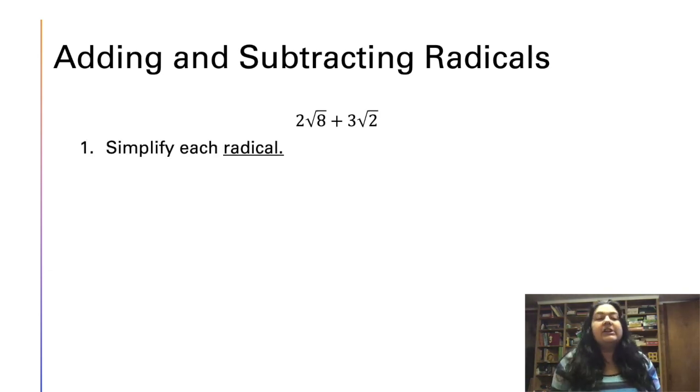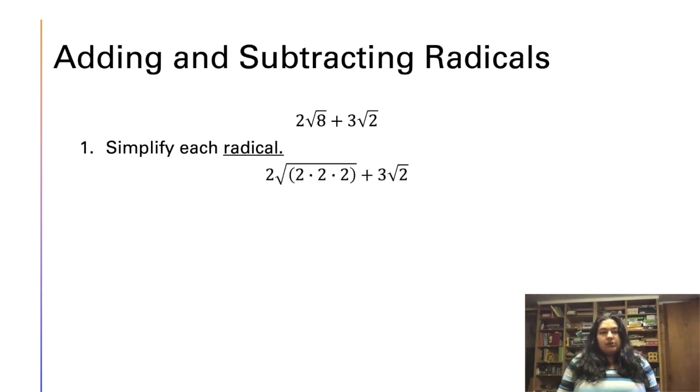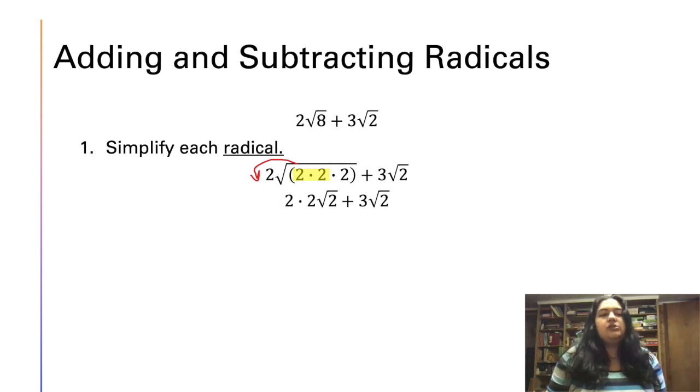Okay, so first step, simplify each radical. When I simplify 2 times the square root of 8, I know that the square root of 8 is just 2 times 2 times 2. And I can leave 3 times the square root of 2 alone because that's pretty simplified. Do you see doubles? I see doubles. That means I can pull it out. So really this is just 2 times 2 times the square root of 2 plus 3 times the square root of 2. So 2 times 2, we know that is just 4, so let's simplify that. 4 times the square root of 2 plus 3 times the square root of 2.